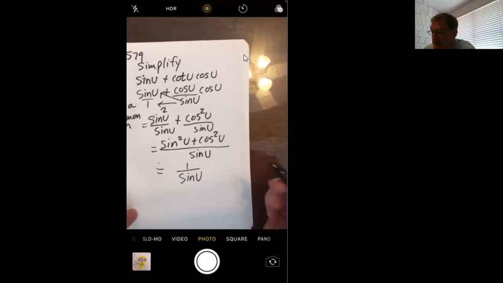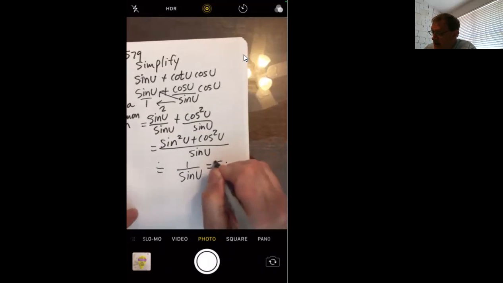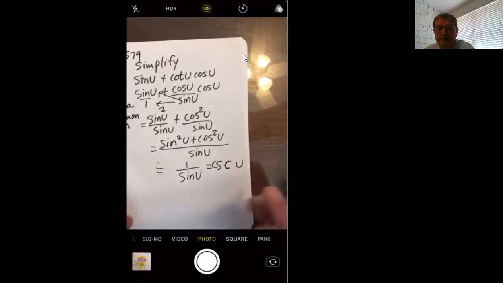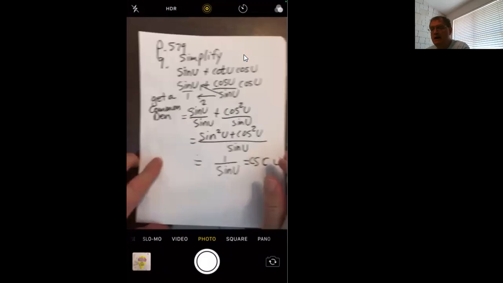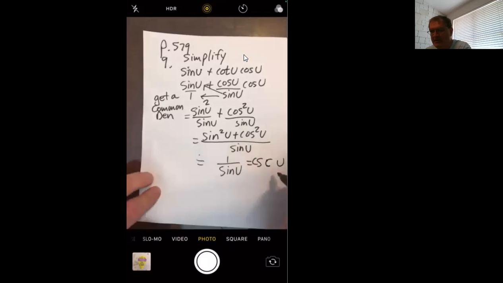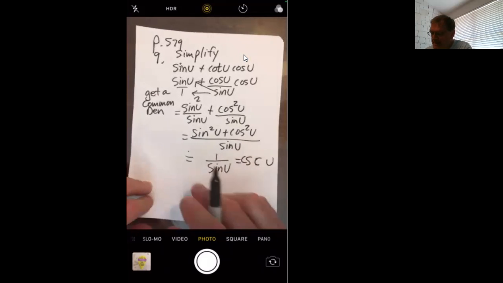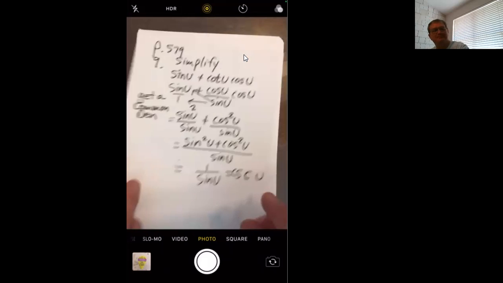Doesn't bother me that it's in the denominator, but I would bet that the book wants a cosecant of u. I wouldn't mark it wrong here and then mark that right. You get a little arbitrary where you quit.